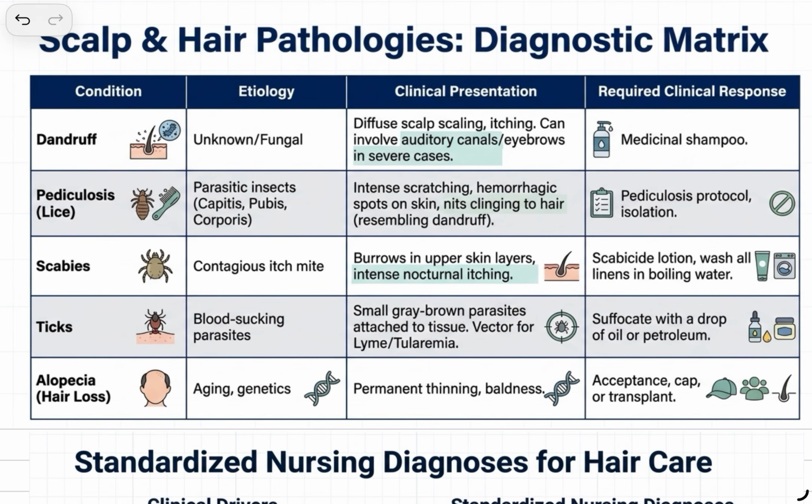Medicinal shampoo. For dandruff, it may be of unknown cause or it may be due to fungal infection. So for that, what we have to do, we need to give the medicated shampooing.